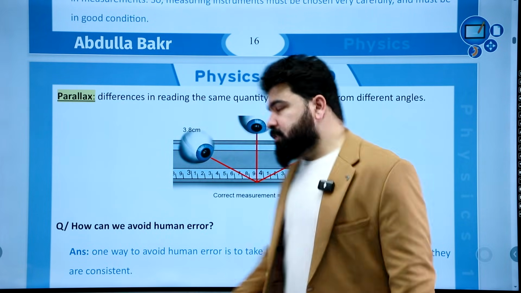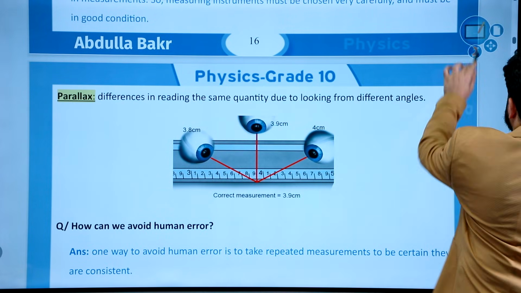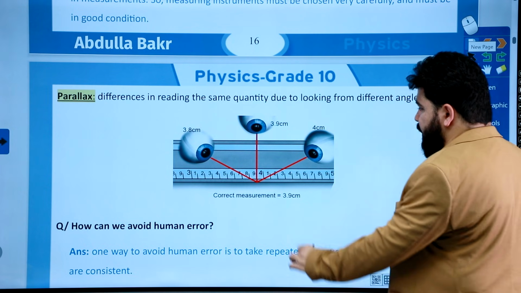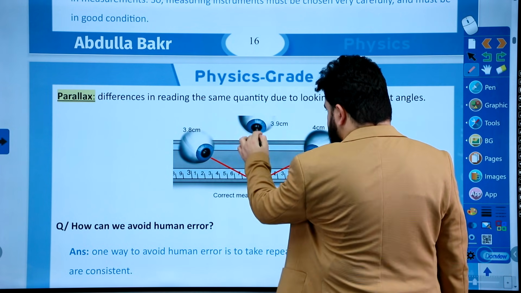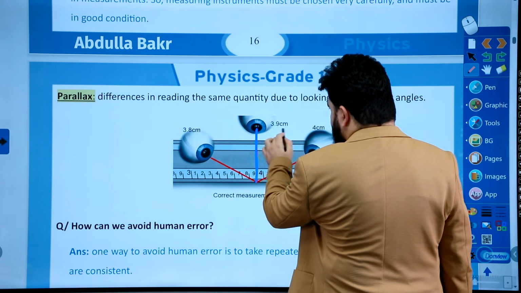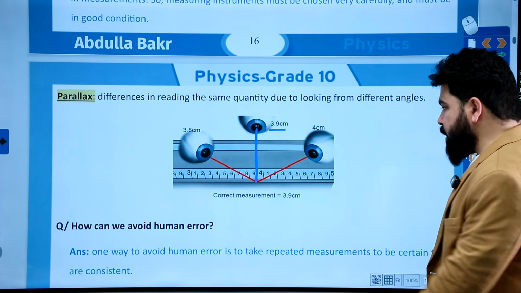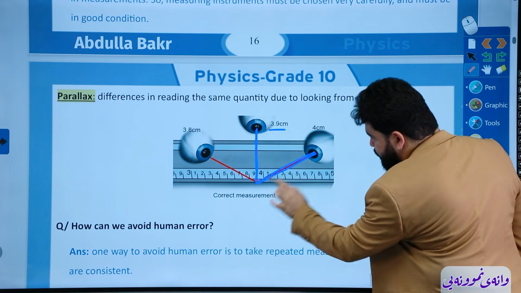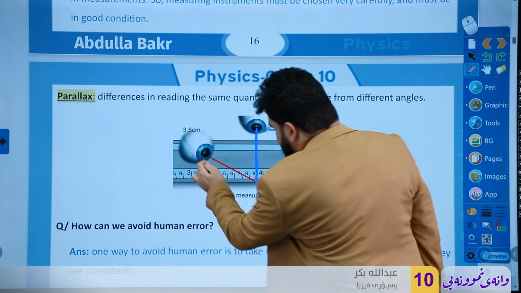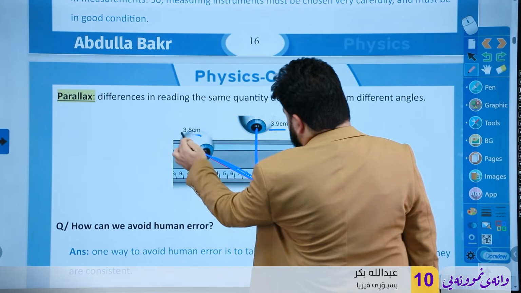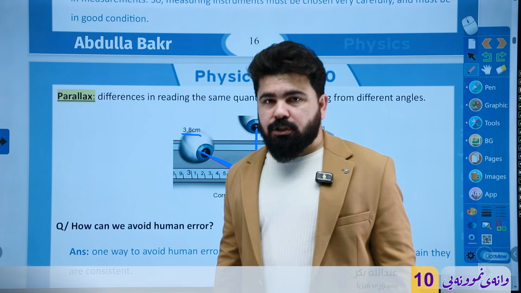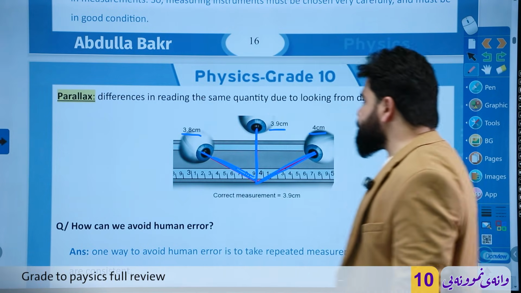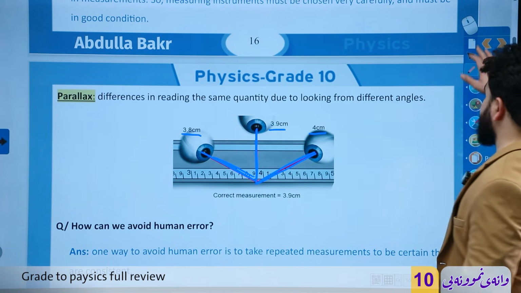By the way, one type of human error is parallax. Parallax is when you read different numbers differently because of looking from different angles. Let's say the true value should be, you should read the ruler like this, which is 3.9 centimeters. But if you look from this angle, you're going to see 4 centimeters. And if you look from this angle, you're going to see 3.8 centimeters. This is called parallax, and it happens because we look at the same quantity from different angles.